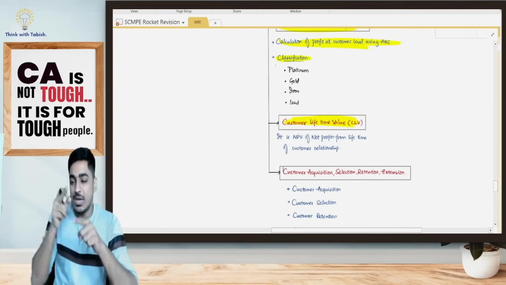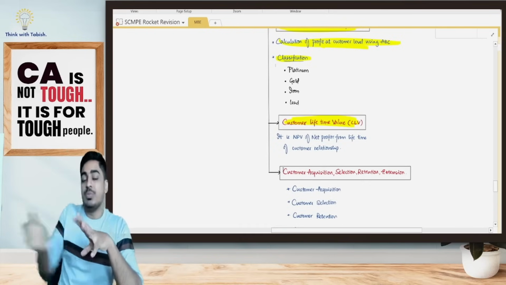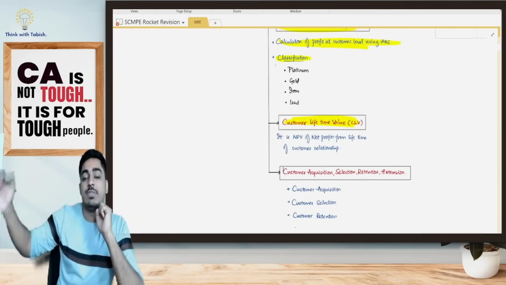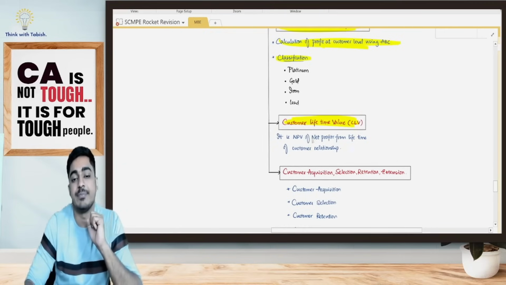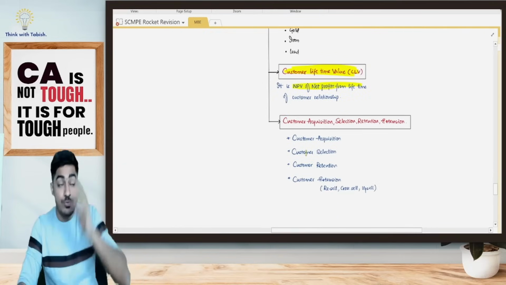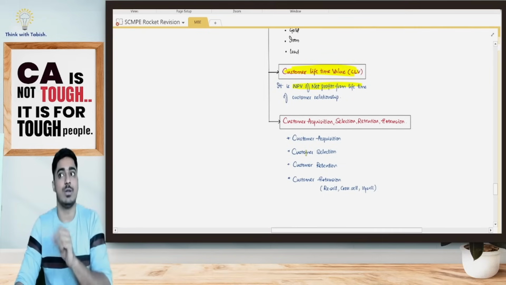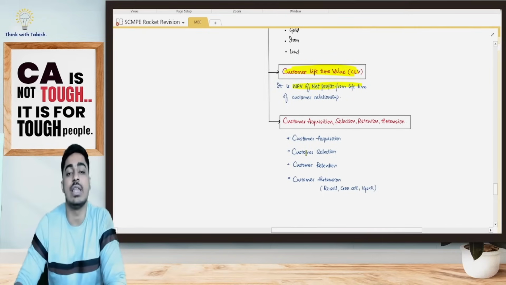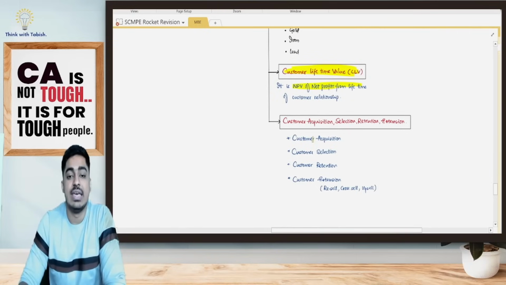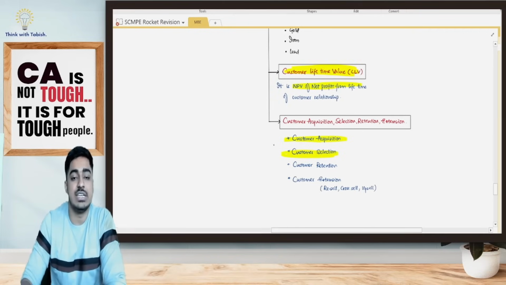Customer lifetime value: every year you calculate the profit, and you bring the NPV of the net profit from the customer's lifetime. Based on that, you get to know which customer is profitable, which customer is adding value to me throughout the lifetime. Based on that, select the customer. First, you should be selecting the customer.